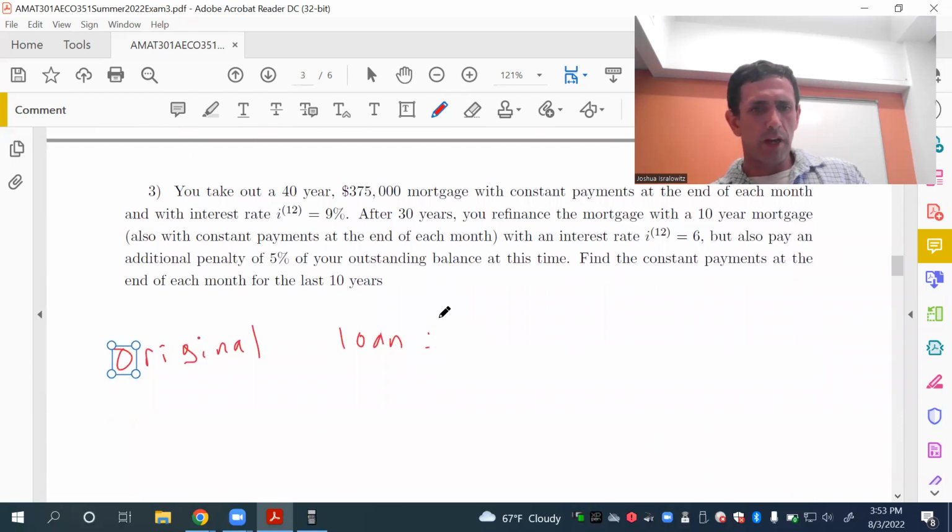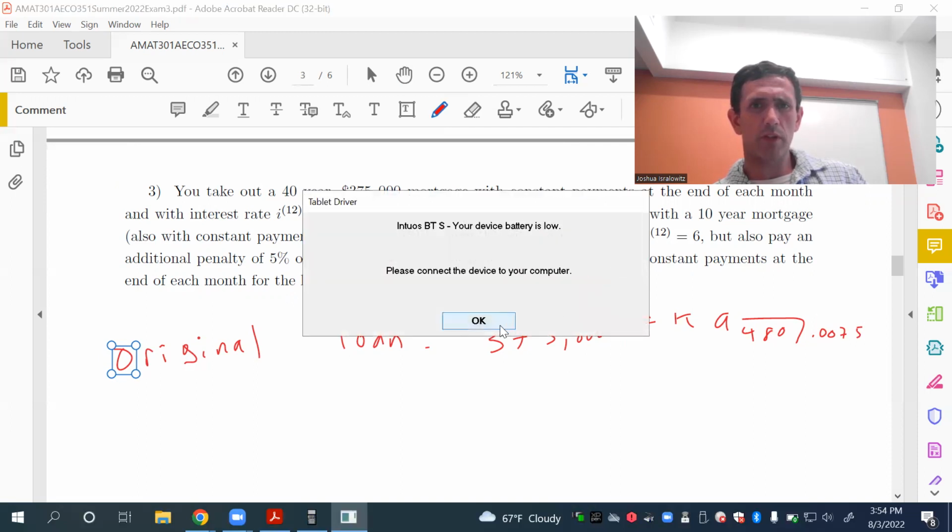All right, so the original loan, let's say the payments are K, so $375,000 loan. K, so it's 40 years, so you have 40 times 12, 480 months. 0.09 over 12 is the actual monthly interest rate, so that's 0.0075. And again, 0.09 over 12. J here is the actual monthly interest rate.